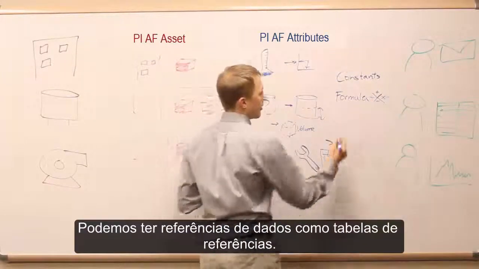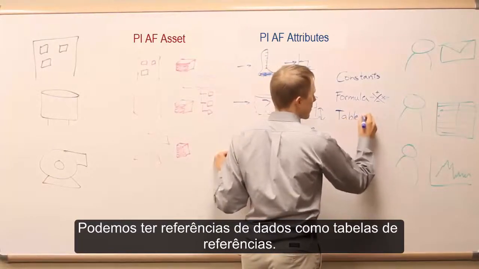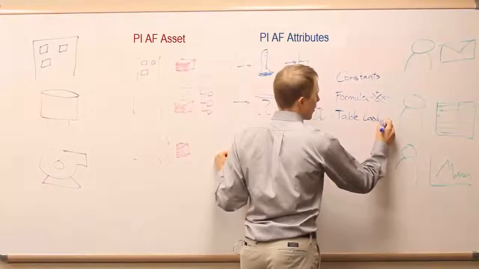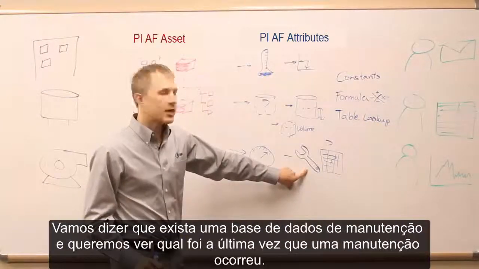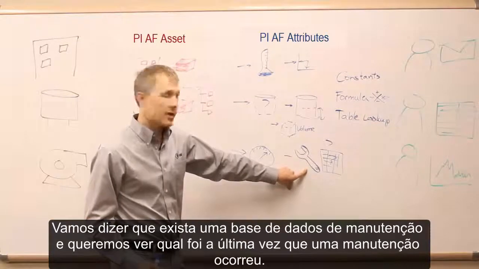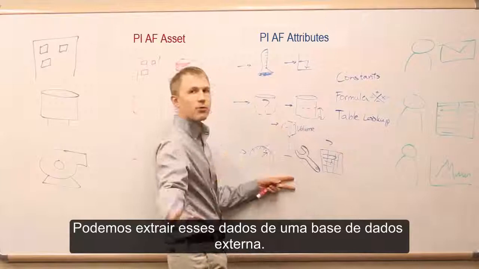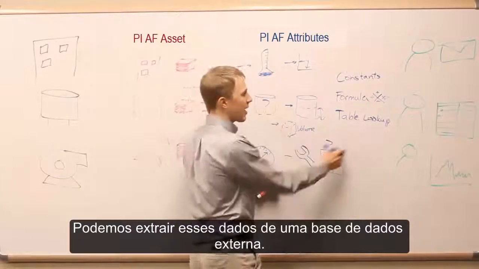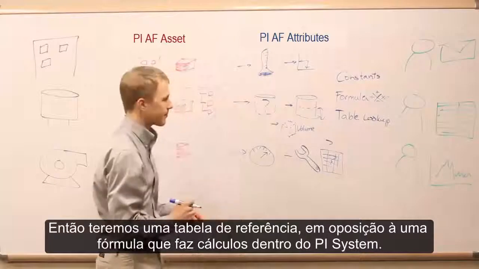Also, we can have data references, so table lookups. And this is where we might access some other database. So say there was a maintenance database and we wanted to access when it was last maintained. We can pull this data in from an outside database, and then it's a table lookup versus a formula that's actually calculated within the PI System.